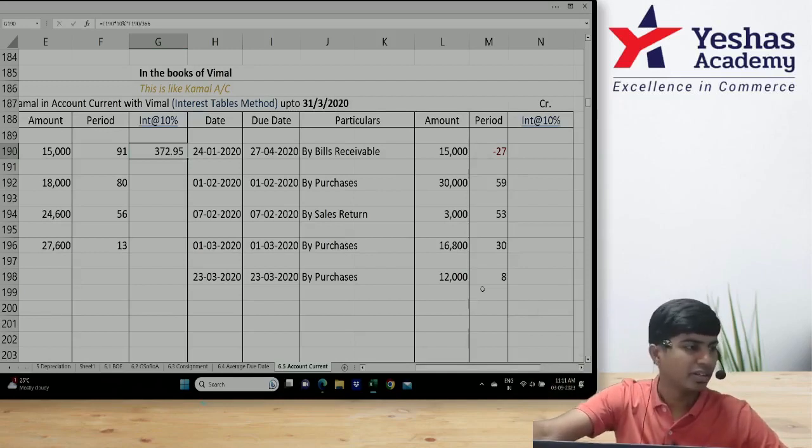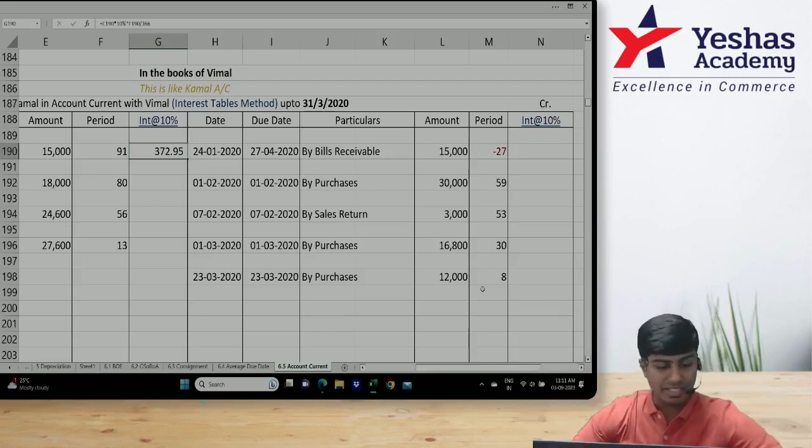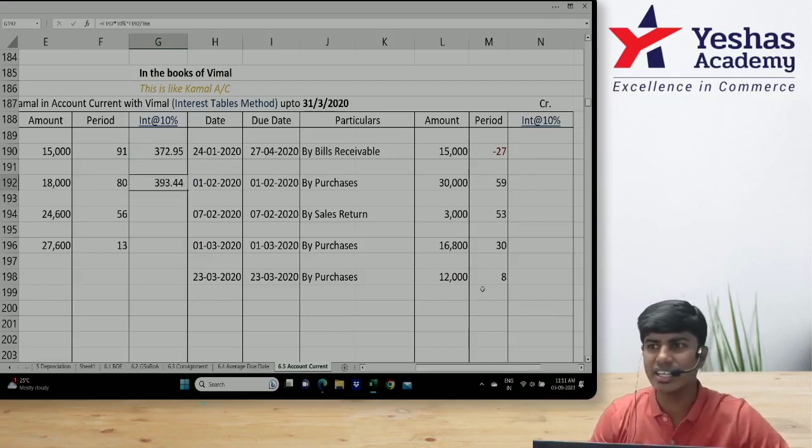372 point. Come on, do it for the next one. 18,000 into 80 into 10%. 80 by 366 into 10%. 394.